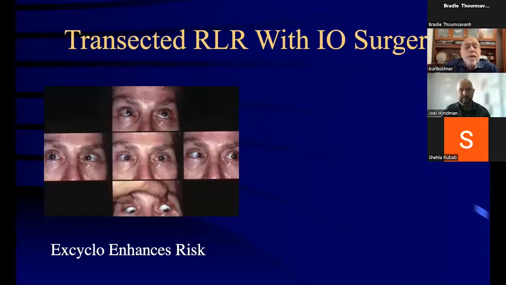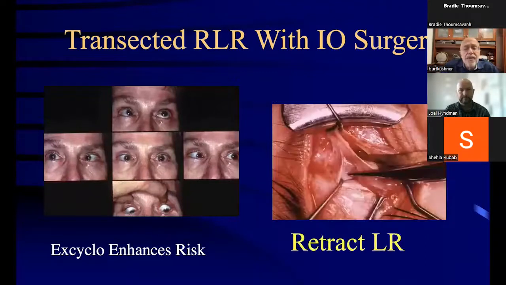Here's a patient who underwent inferior oblique surgery, and he ended up with this right lateral rectus paralysis. And the surgeon, inadvertently cutting off the inferior oblique, damaged and partly cut off the lateral rectus. And again, the presence of an excyclotorsion can increase the risk of that.